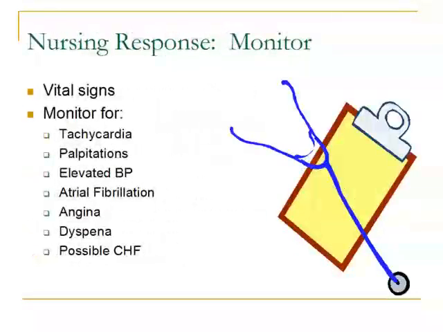Nursing interventions include to monitor for those signs and symptoms that we may see with the patient, such as tachycardia, palpitations, elevated blood pressure, arrhythmias such as atrial fib. The patient may also have angina, dyspnea, and possible symptoms of congestive heart failure due to the increased myocardial oxygen consumption and increased cardiac output and the changes within the body due to the excess of thyroid hormones on board.